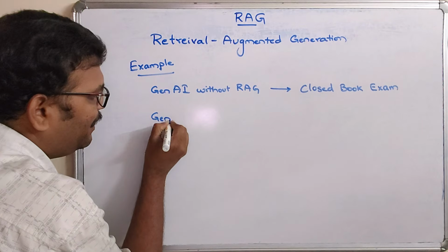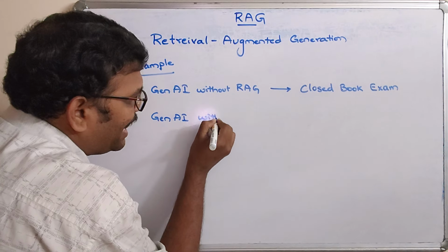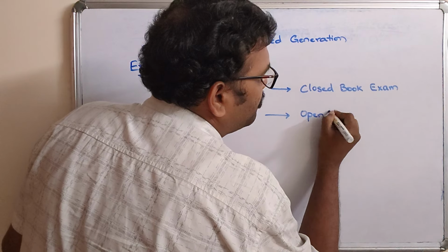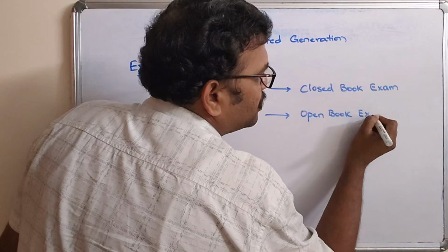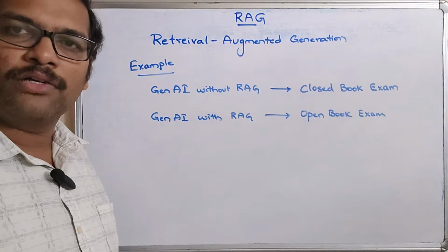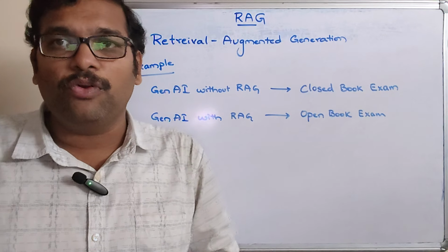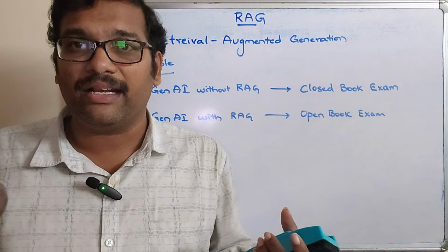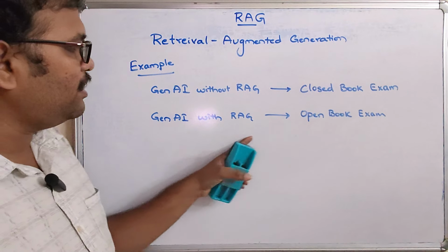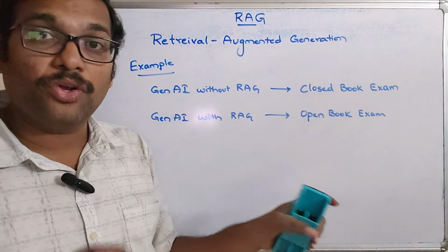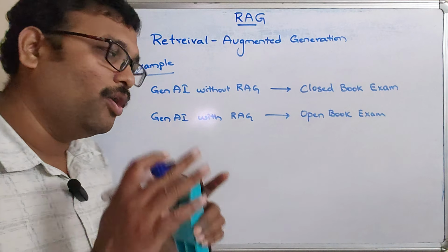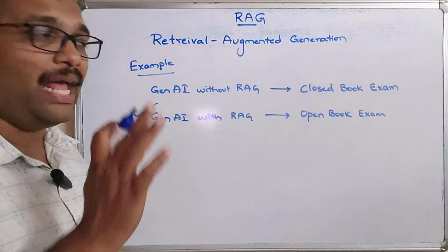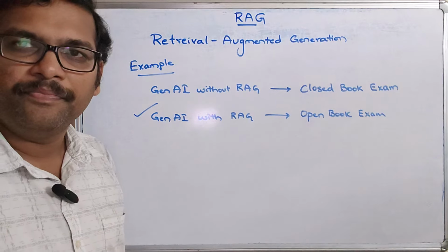And see, Gen AI with RAG. By using this RAG technique, the example is an open book exam. Imagine the same student wants to write the exam, and the textbook has been given to the student. Then automatically the result will be more accurate. There will be no errors, right? That is called Gen AI with RAG. Obviously, without any doubt, this will give us more accurate results than the normal generative AI. So this is an example.